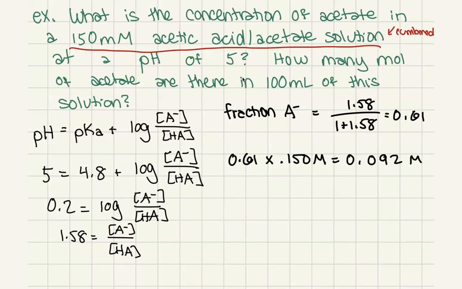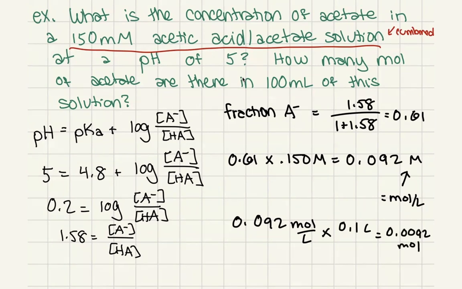If we want to know how many moles of acetate there are in this solution, now we need to take into account the volume. So remember that molarity is equal to moles per liter, and so we can just multiply it by the number of liters. We take 0.092 moles per liter times 0.1 liters, and that is going to give us a value of 0.0092 moles, which is the same as saying 9.2 millimoles.